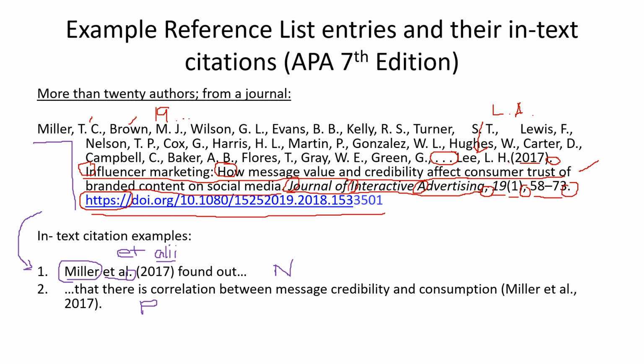And then, open parentheses, the year of publication. If you're going to use a parenthetical format, then the surname of the first author followed by et al., comma, and then the year of publication should both be enclosed in parentheses. Do not forget that the period should be placed after the closing parentheses.